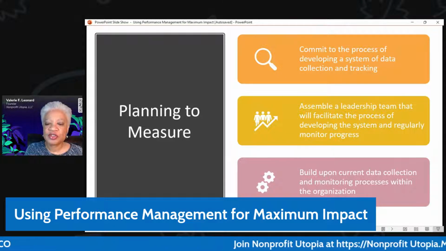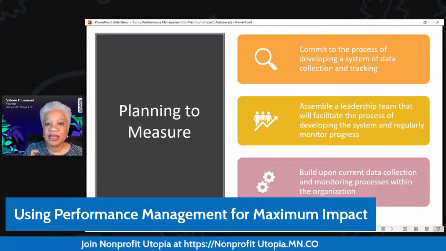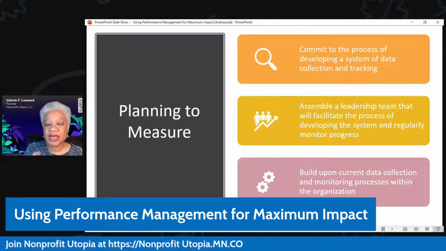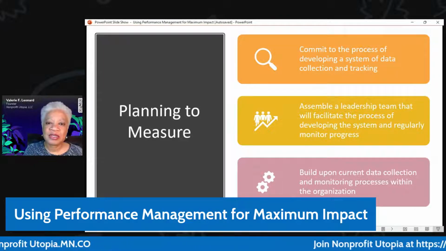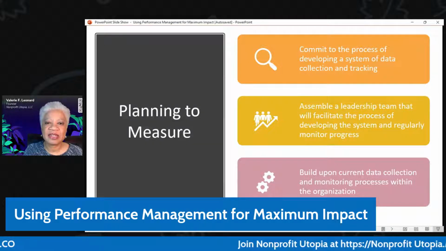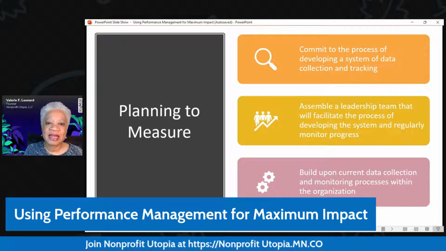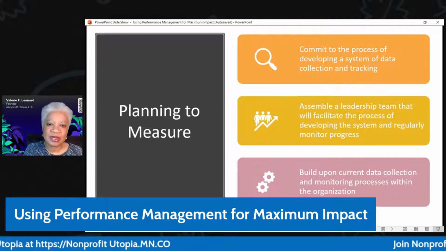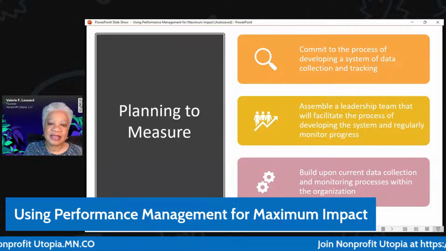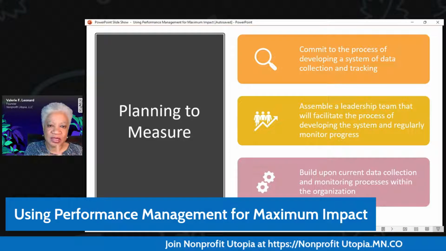All right. So you're not trying to reinvent the wheel. You might be in a position where you're actually starting this process, but most organizations are in the habit of collecting some sort of data. So you want to look at the systems that you already have in place and create a unified system so everybody in the organization is utilizing the same metrics or same system.